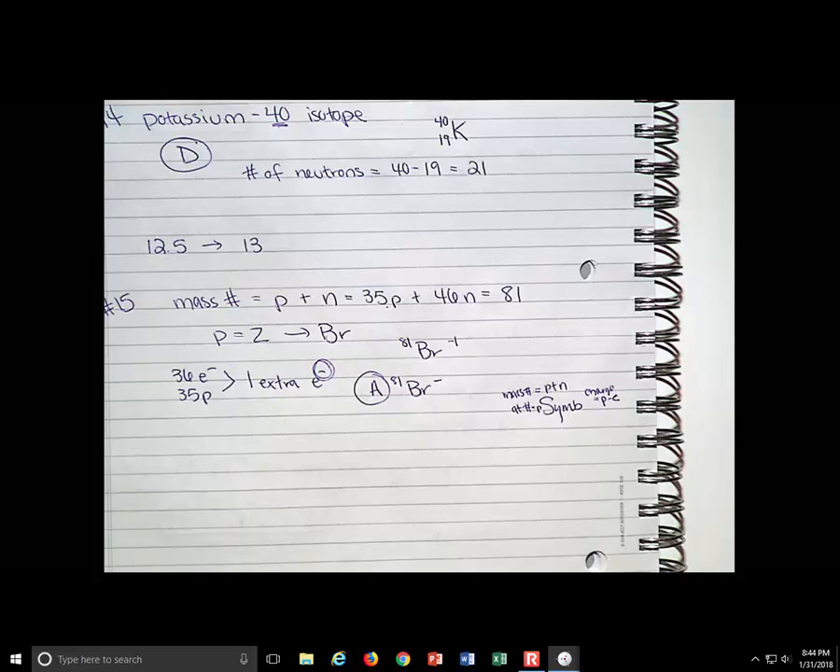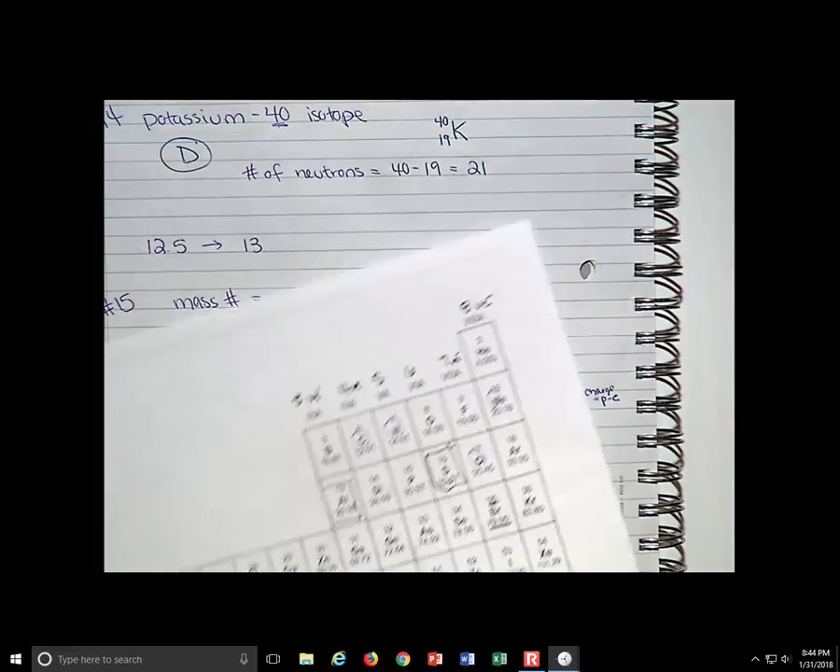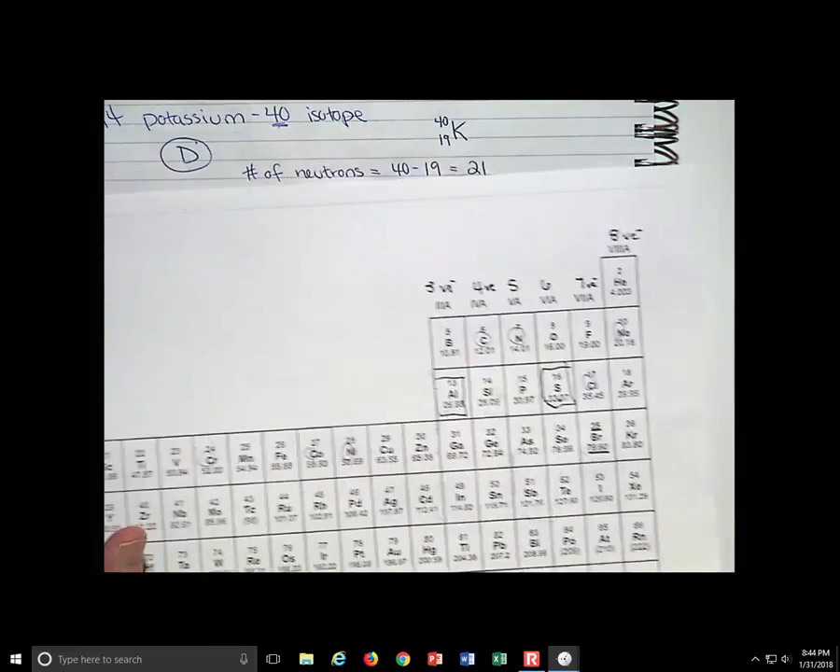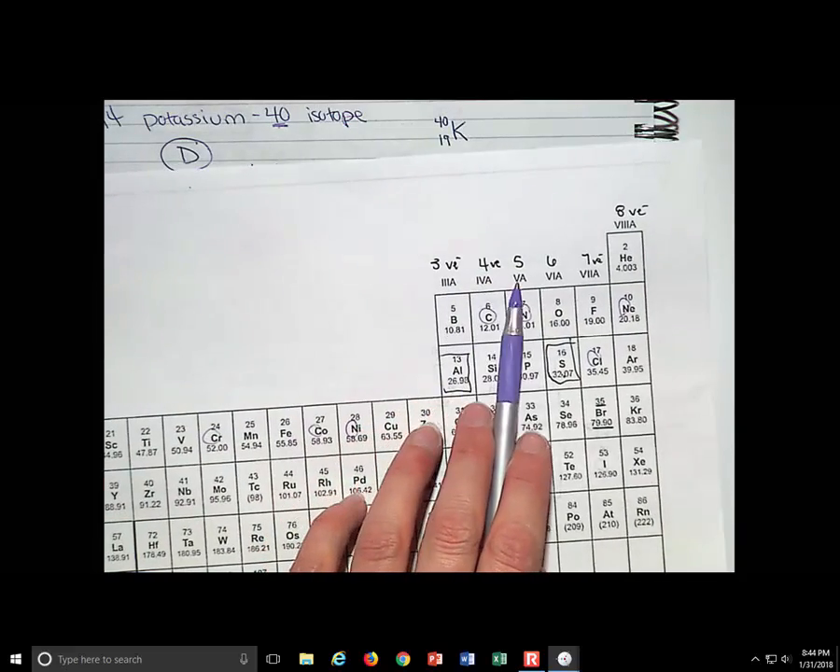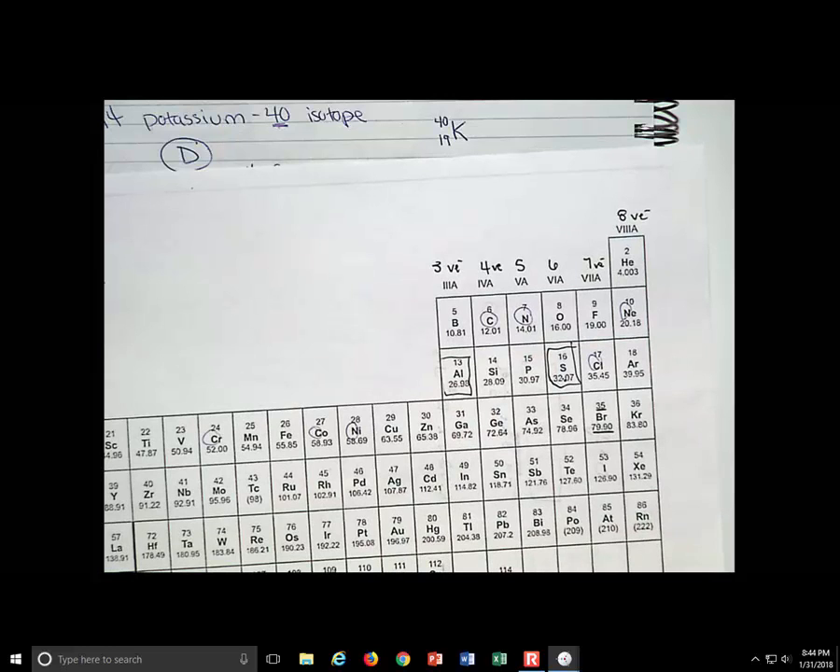If I asked you how many valence electrons were in an outer shell, you would want to know how to find that. And that's just the group number. So as you go across, 1 valence electron, 2 valence electrons, 3, 4, 5, 6, 7, 8.